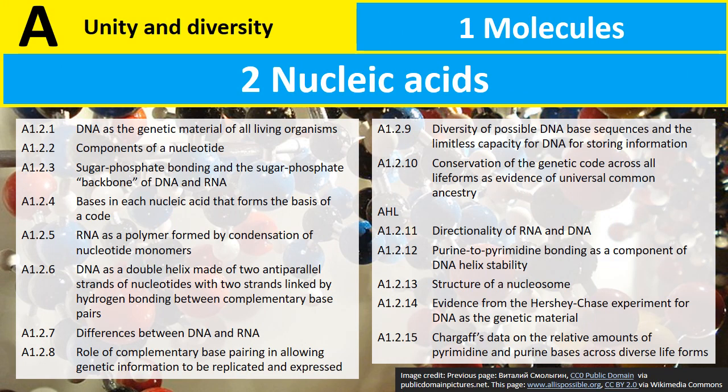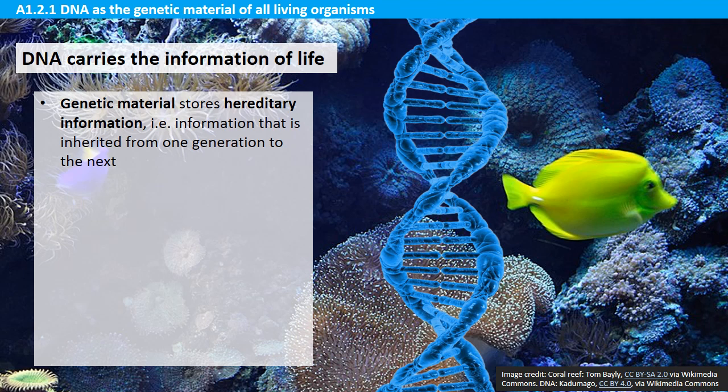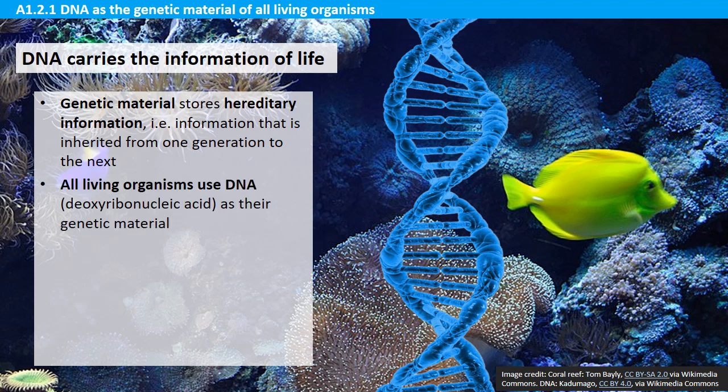And these are the contents of the current subchapter. DNA carries the information of life. Genetic material stores hereditary information. That's information that's inherited from one generation to the next. All living organisms use DNA as their genetic material, and DNA stands for deoxyribonucleic acid. There's also another form of nucleic acid, RNA, ribonucleic acid.